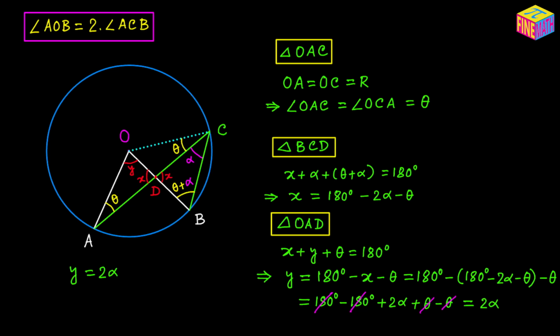Now let's take a moment and see what is y. Y is actually the central angle, which is angle AOB. And what is alpha? Well, alpha is actually the inscribed angle, which is the angle ACB. So looks like the central angle is equal to double the size of the inscribed angle. I hope the proof is clear.